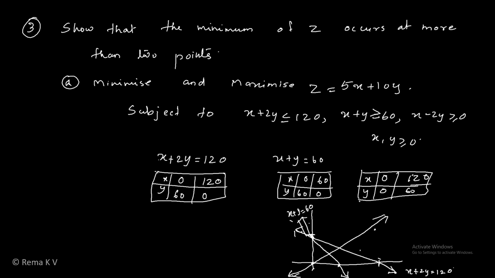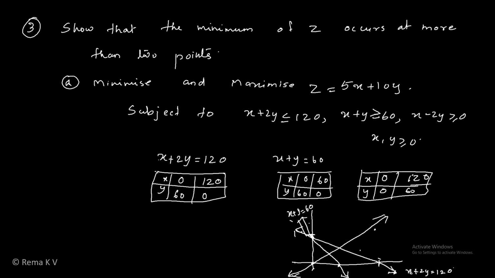Now we have to find the solution region for this. So it is x plus 2y less than or equal to 120. This is the first line. So when we consider 0, 0 here, the statement will be true. So the lower part of this is to be considered.